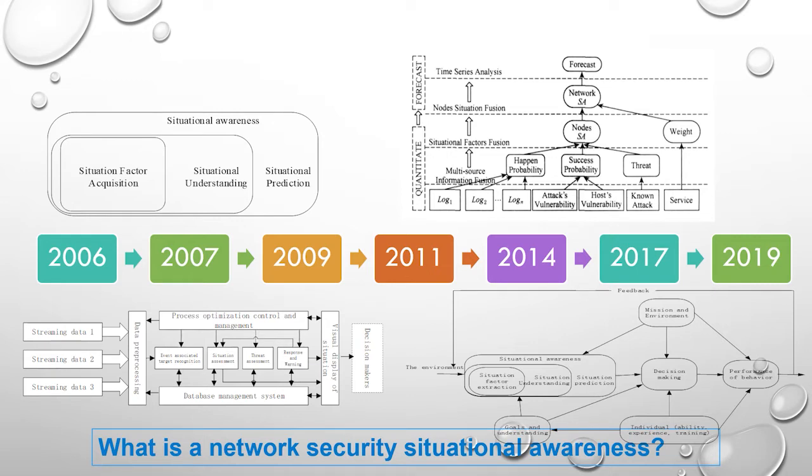In 2007, Biao proposed an NSS model based on net flow. In 2009, Wei proposed an NSS model based on information fusion. In 2014, Feng regarded network situation awareness as a subset of situational awareness. That is to say, network situation awareness is a part of situation awareness, which refers to the network environment.